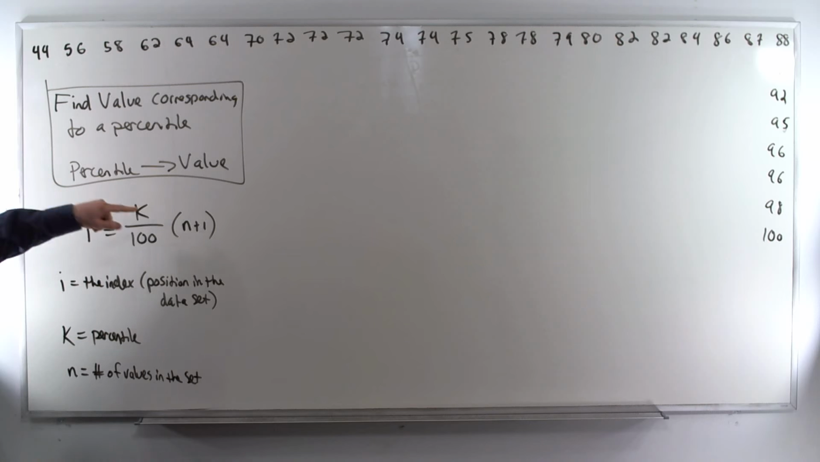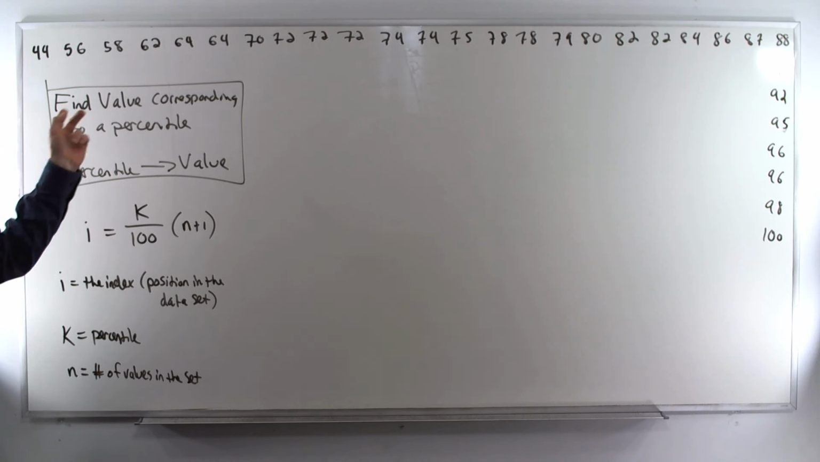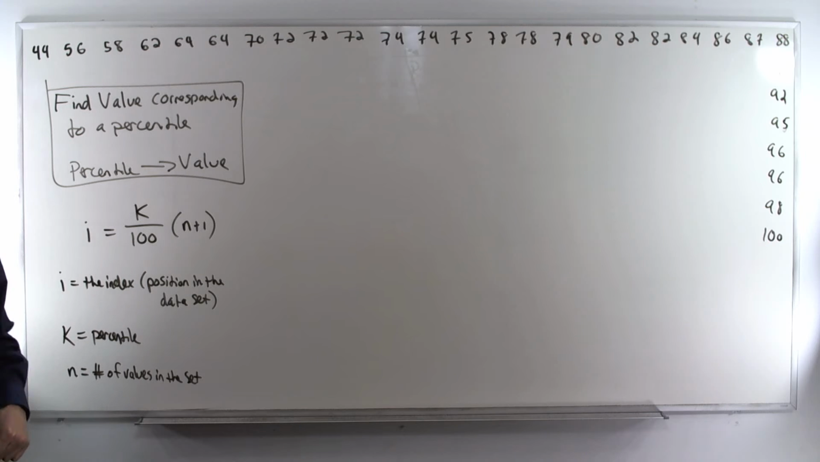So if we plug in the number of values and the percentile, we're going to get a number. And that tells us which position in the data set this value is. So let's give this a try.